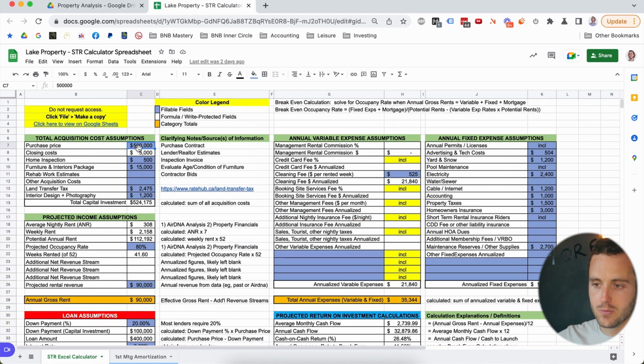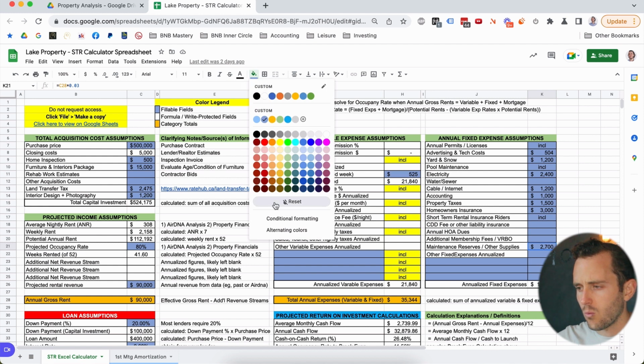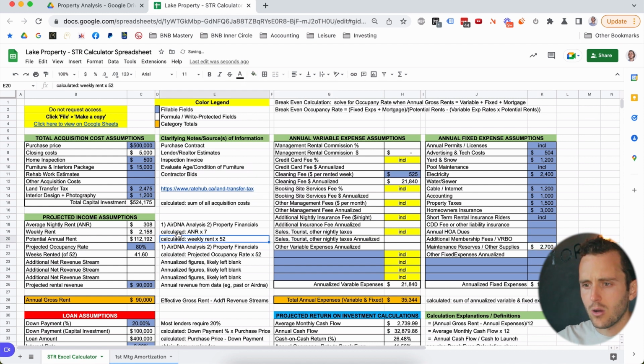So the purchase price, we put it in at $500,000, and then it auto-calculates our closing costs at 1% of that, which is $5,000. Home inspection is a manual input. So you can see any of these cells in blue are all going to be manually input. And then anything else in white is going to be an automatic input. So basically we've got our manual inputs here. So $500 home inspection, pretty straightforward.